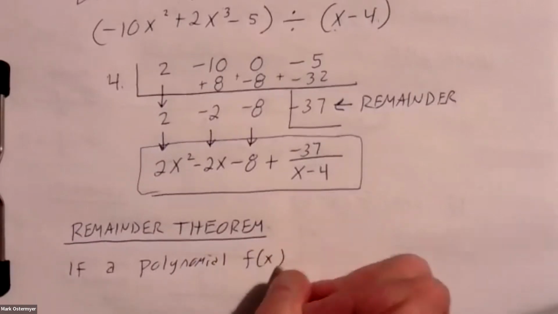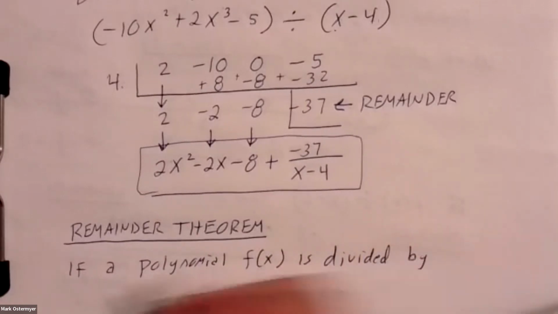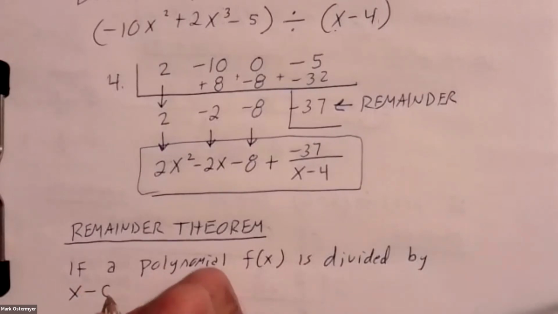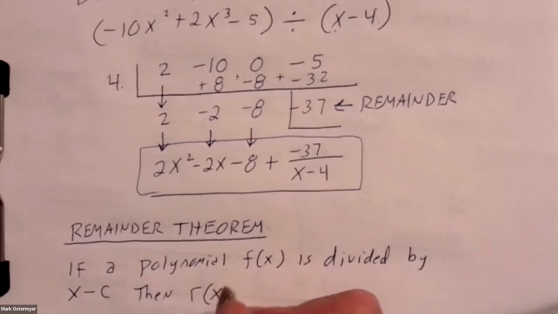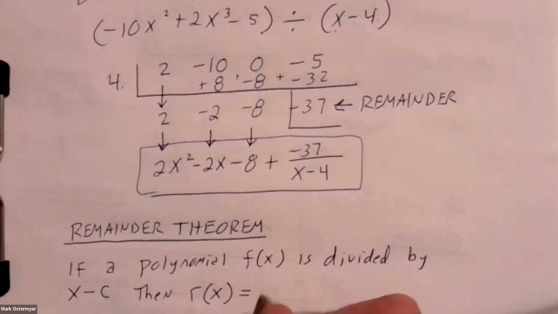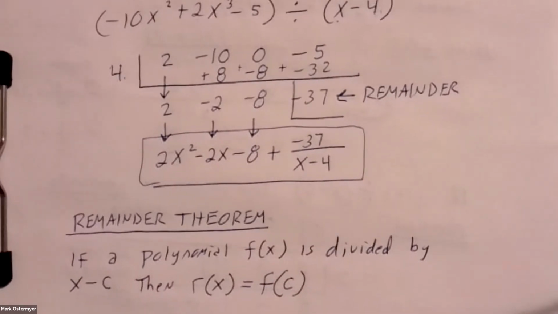f of x is divided by a binomial of the form x minus c, then, ladies and gentlemen, this theorem guarantees that the remainder, after performing that division, is going to be equal to the value of the polynomial function evaluated at c. That's what this remainder theorem guarantees. Now, what's that saying, though? Well, I'll tell you what it's saying.